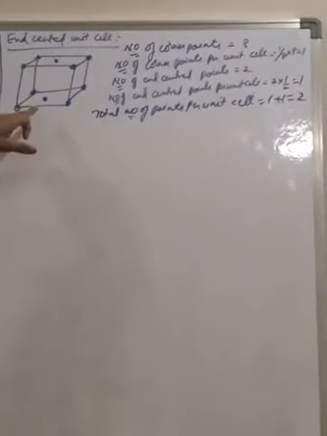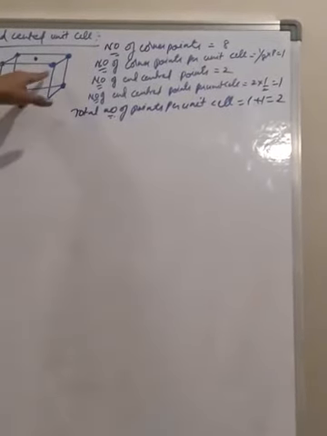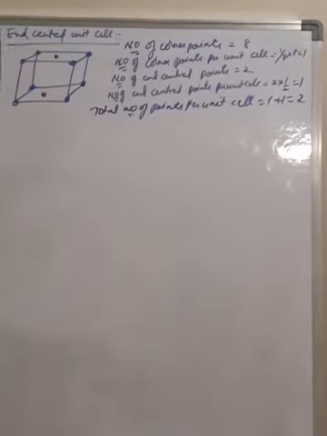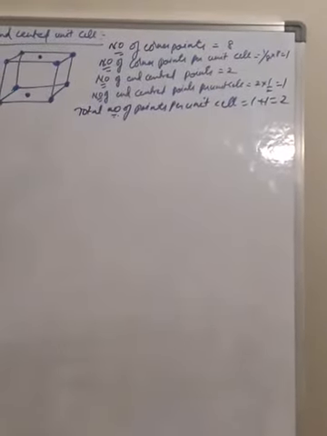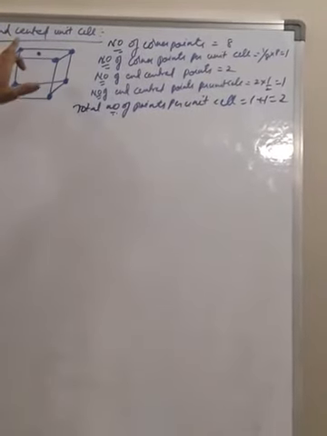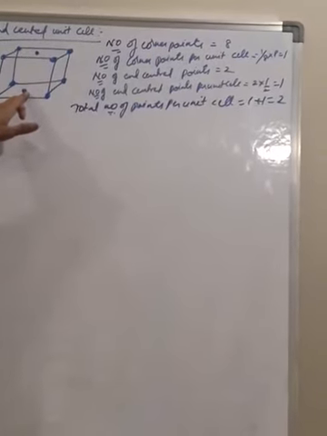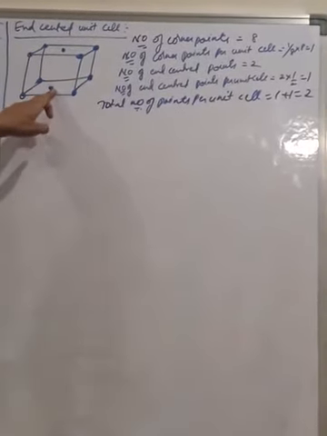Then coming to end-centered unit cell. So this is the end-centered unit cell. It also contains 8 corner points. 8 points at the corners and 2 points at the ends. So this is the starting and this is the ending. So these 2 points are present at the ends. These are nothing but face-centered points.